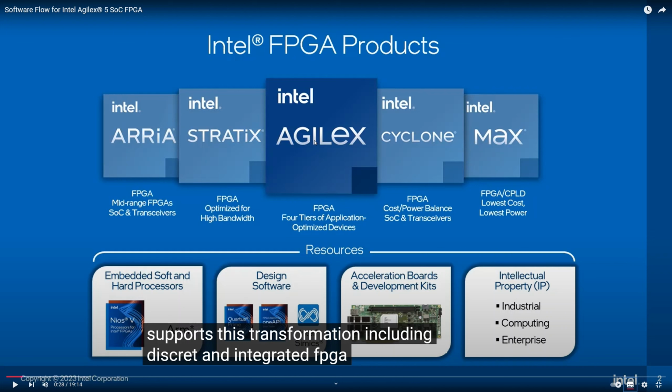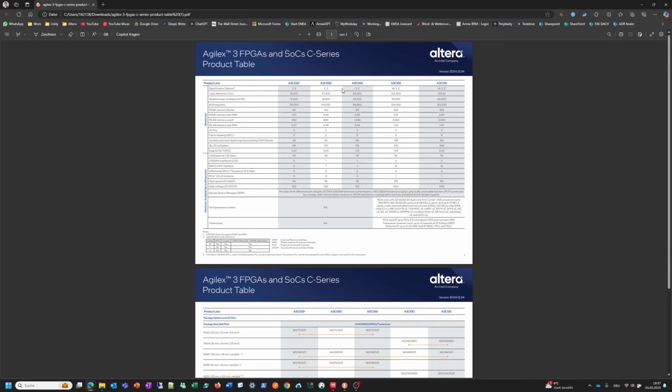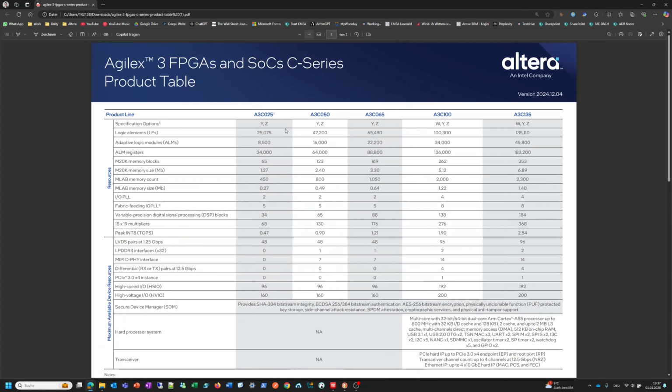And the Agilex family has different types of FPGAs, and one of them is the Agilex 5, which is the one we are working on now. But there is also the Agilex 3 FPGA. I will do a video also on that. Okay, the product table is publicly available. The Agilex 3 begins with 25,000 logic elements and goes until 135,000 logic elements. And you can already see that this FPGA is below the Agilex 5.